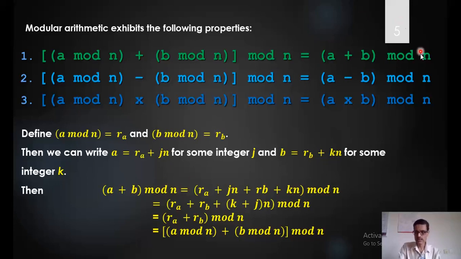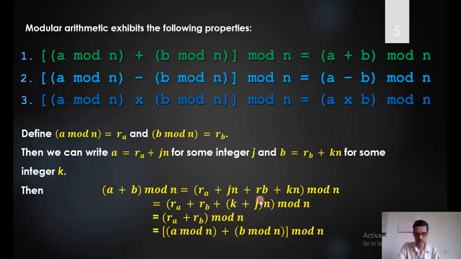Now I'll go to the right hand side of this equation, (A plus B) mod n. A is nothing but RA plus Jn, and B is nothing but RB plus Kn, all mod n. With some rearrangement, RA plus RB, and here n is common, so I take n common, we get (K plus J) times n mod n. Just look at this term: (K plus J) into n mod n will always be equal to 0, because we have a multiple of n here. The remainder will always be 0 when you perform the modulus function.